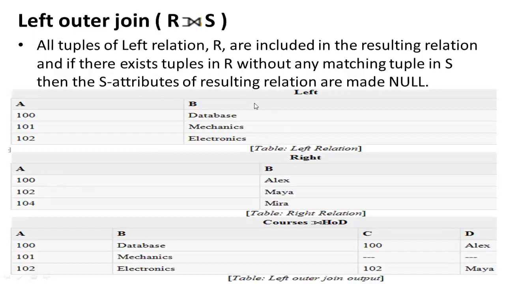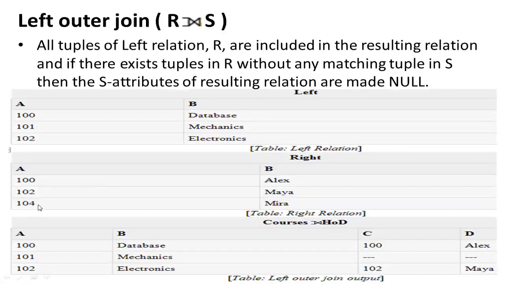Now let's discuss the example. Here you have A, B, so these are the attributes of your left table. This is your left table, and this is your right table. In the left table, attribute A has the values 100, 101, and 102, and in attribute B you have the values database, mechanics, and electronics. Similarly, in the right relation, you have the attributes A and B, with 100, 102, and 104.